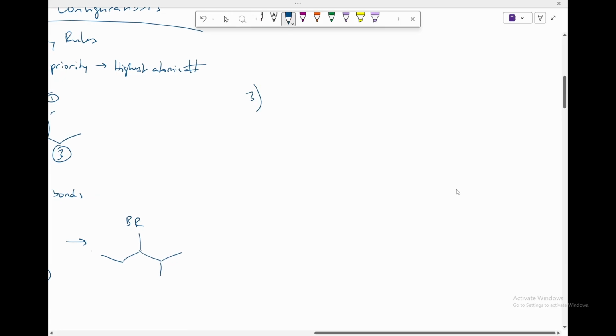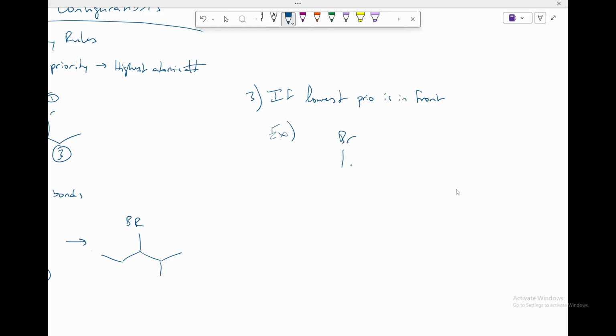Never gets too simple, right? So if the lowest priority is in the front, let's say, for example, I have a hydrogen there, chlorine here, and maybe an ethyl right there. Okay, so if the lowest priority right now, here it's a hydrogen, I can assign like normally, but then I have to do something else.